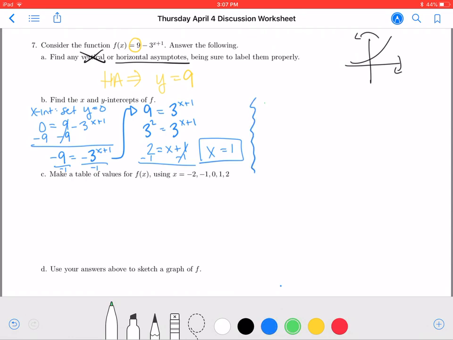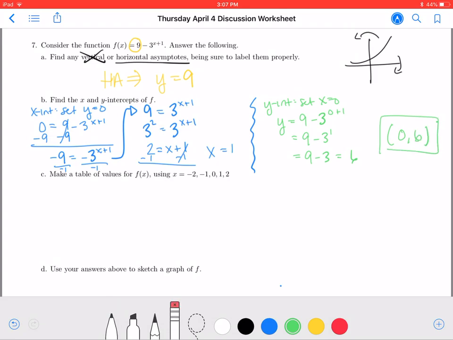All right, y-intercept. We set x equal to 0. So I'm going to get y is equal to 9 minus 3 to the 0 plus 1, which is really just 9 minus 3 to the first, or 9 minus 3, or 6. So my y-intercept is at 6, or (0, 6), which reminds me, x equals 1 is the value, but I would specifically say this should be the point (1, 0). Okay, let's make a table.